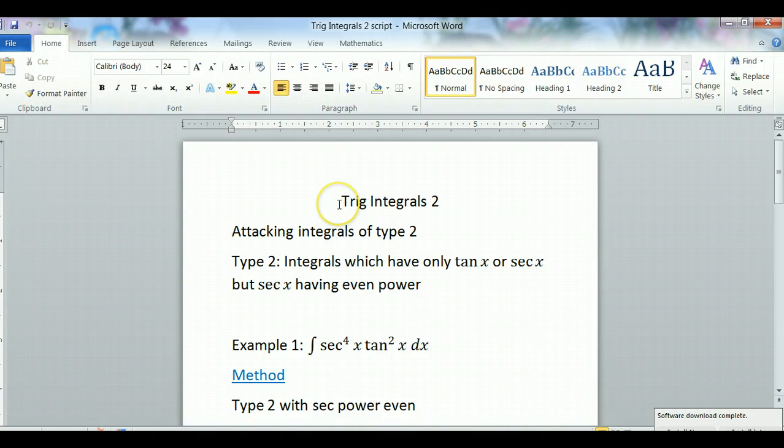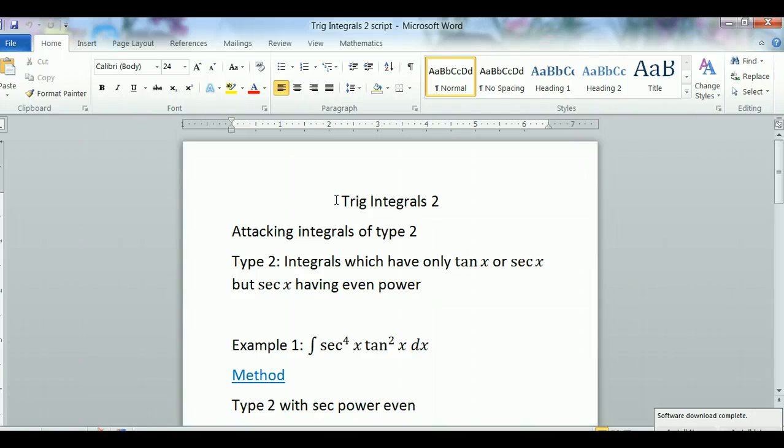So today we are going to do the second part of our video tutorial on trig integrals. Now, like I explained, a trig integral is an integral which only has trig functions in it: sine, cosine, tangent, and secant.